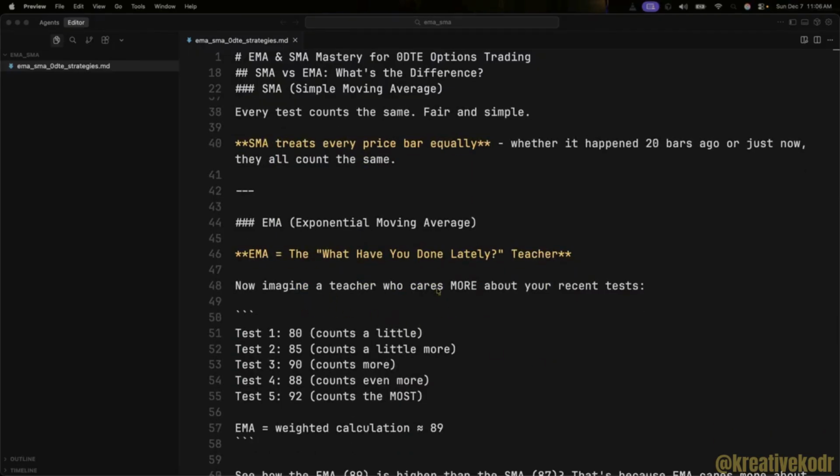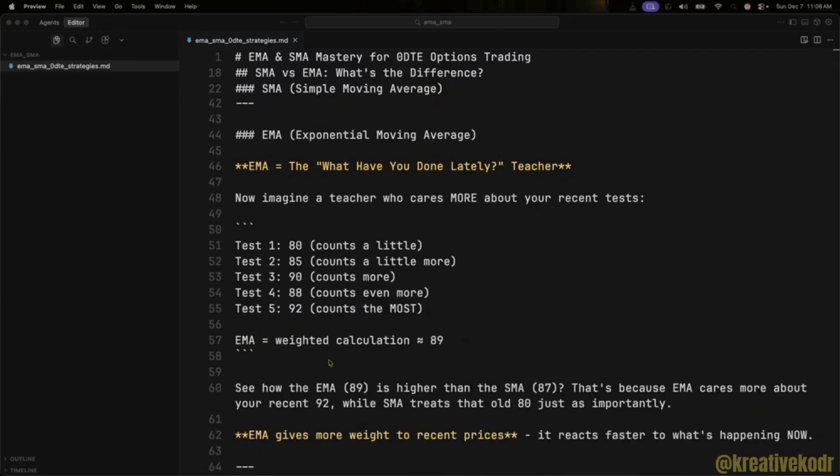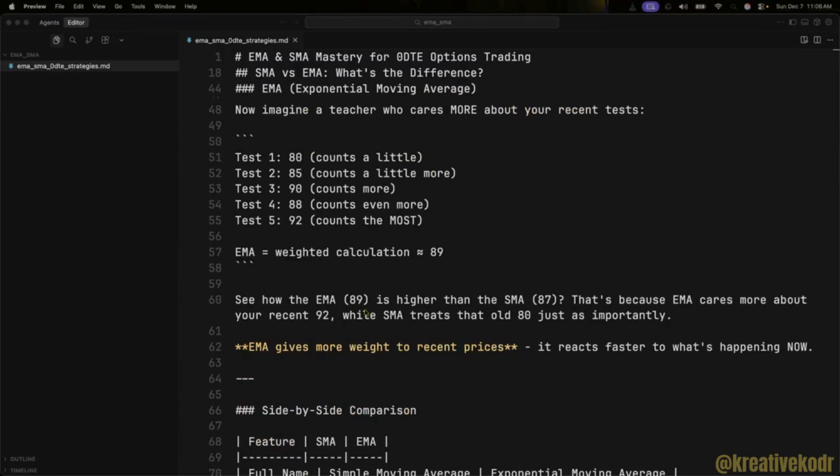Now imagine a teacher who cares most about your recent test scores. Test 1, 80, counts a little more. Test 2, 85, counts a little more. Test 3, 90, counts more. Test 4, 89, counts even more. And then the latest test, 92, counts the most. So the EMA is a weighted calculation and approximately equals 89. See, the EMA of 89 is higher than the SMA of 87. Why? Because the EMA cares more about what have you done for me lately.